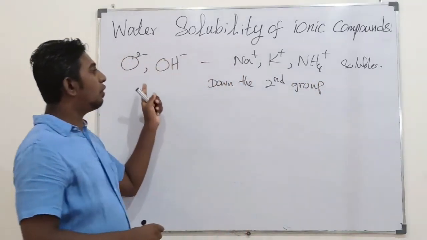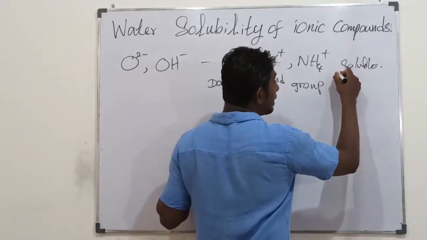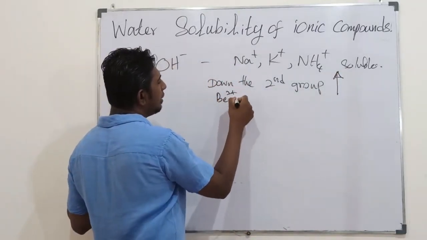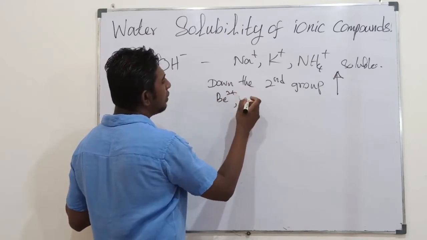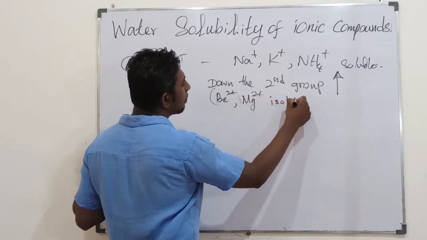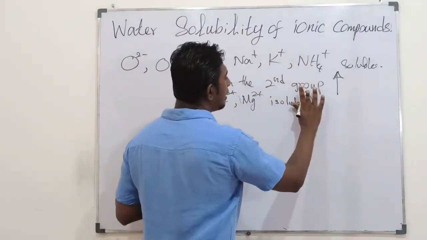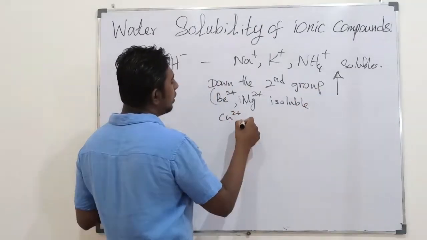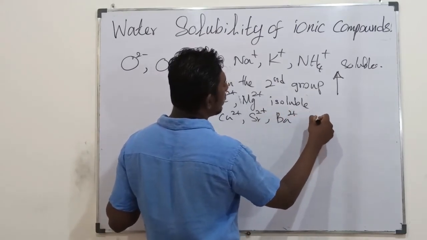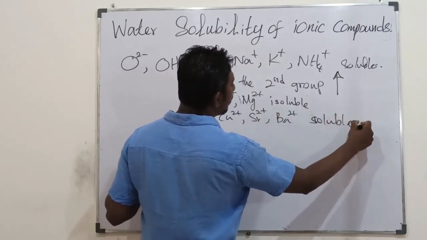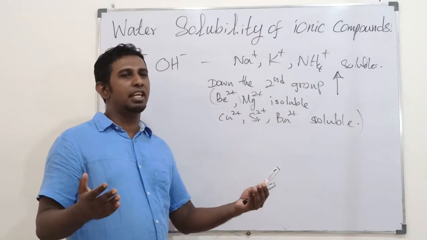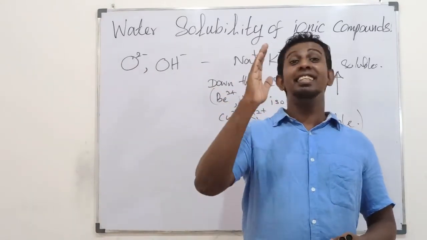Down the second group, water solubility of oxides and hydroxides increases. So the top two members, beryllium and magnesium, have oxides and hydroxides that are water insoluble, but calcium, strontium and barium have oxides and hydroxides that are water soluble. When it goes to barium, it's very soluble. So down the second group, the water solubility of oxides and hydroxides increases.